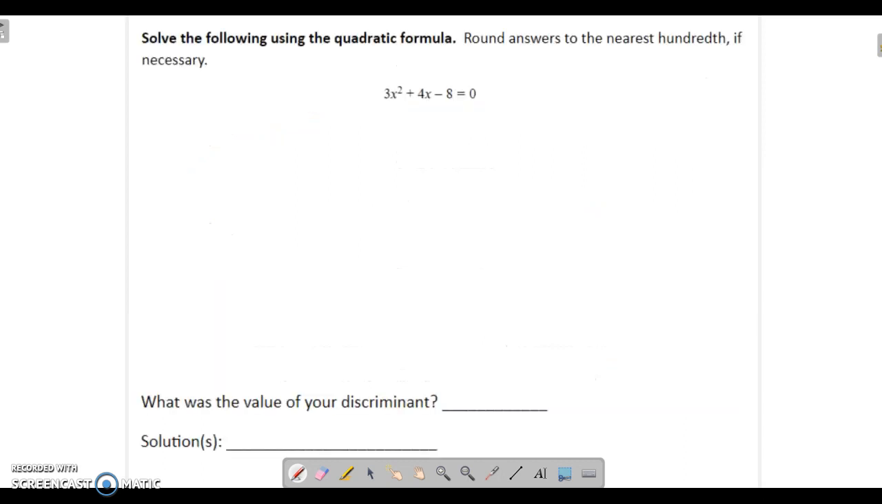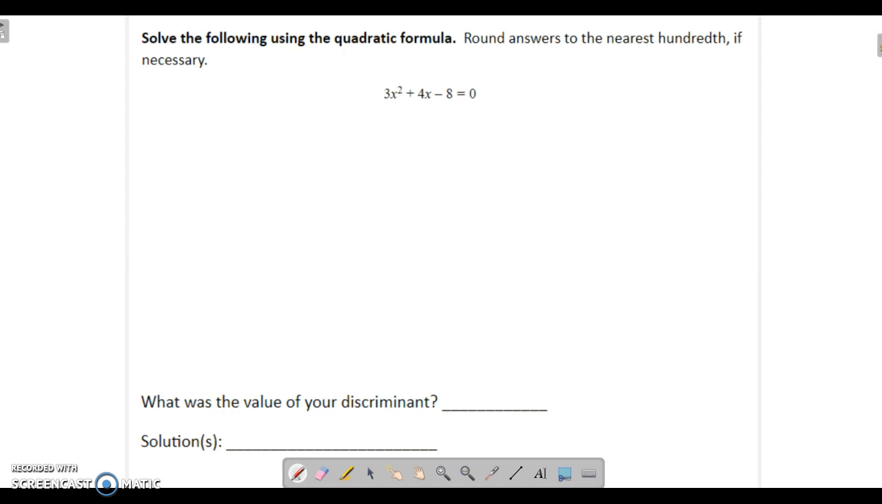So let's look at that first example. Solve using the quadratic formula. So let's check some things first. Is it in standard form? Yes, we have 3x squared plus 4x minus 8, so that's good. Is it set equal to 0? Yes, it is. So now we can start using the formula.